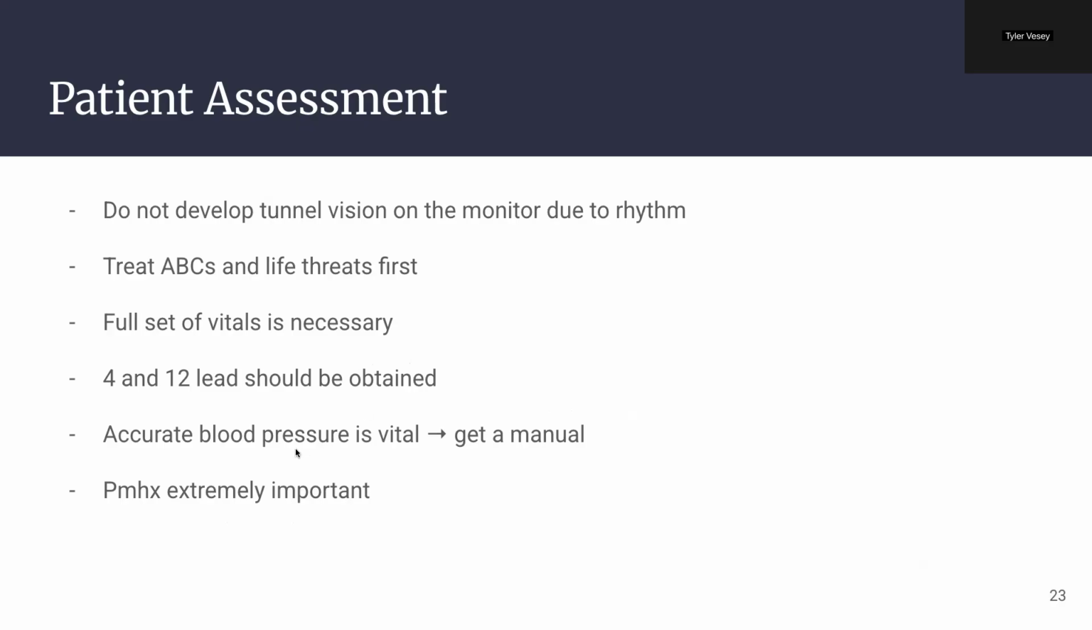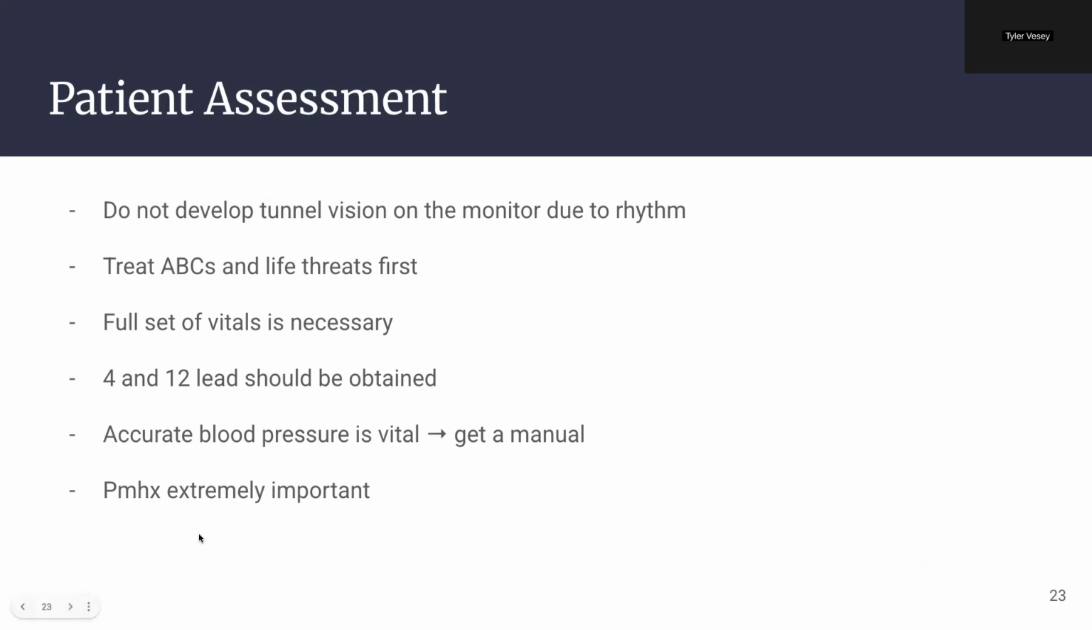An accurate blood pressure is incredibly vital in these patients. So we really should be getting a manual before we try to use the monitor. This blood pressure is going to probably be one of the things that we use to make the decision between whether or not we're going to medicate or cardiovert this patient. Past medical history is extremely important, especially if you have younger patients who have not experienced this before. That's a really good thing to know to pass on to the hospital.